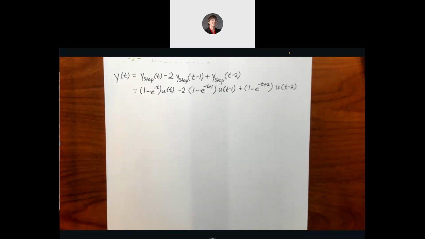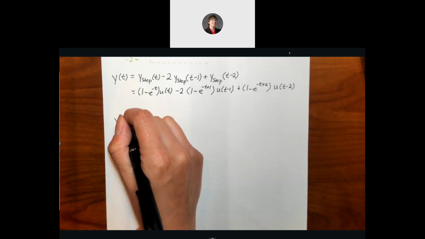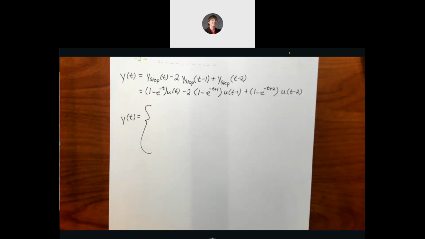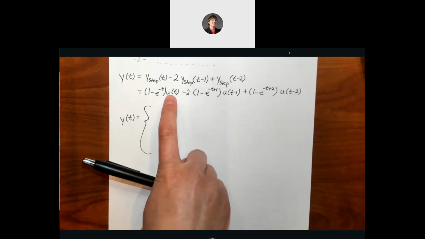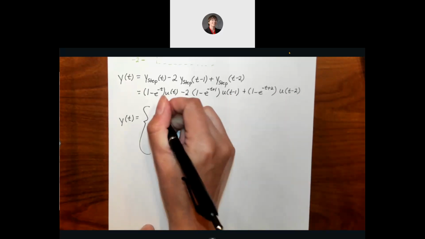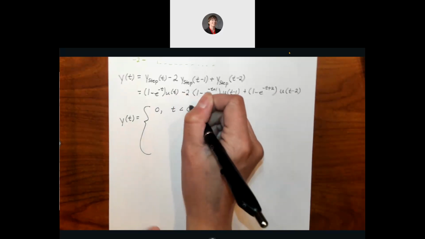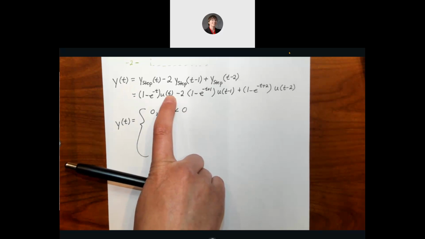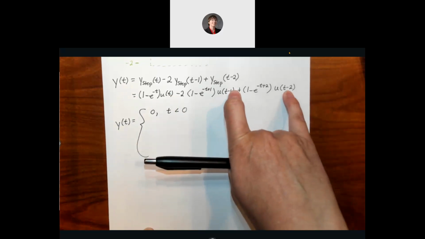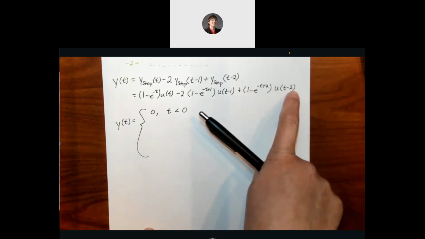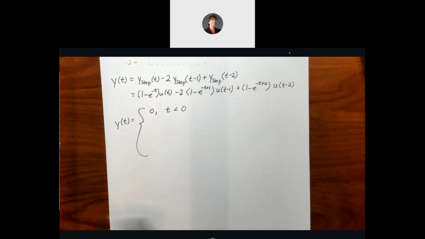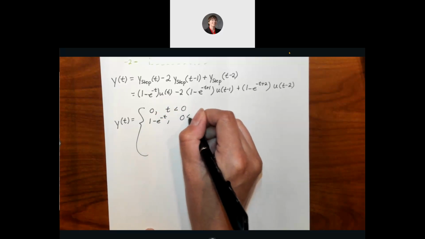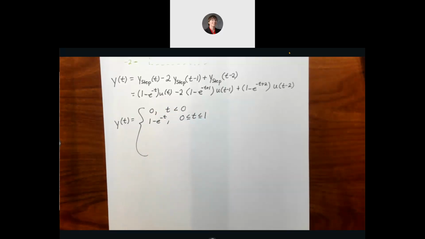And so if I actually wanted to sketch this signal, probably the easiest way is to first write this in bracket notation. So when t is less than 0, then this is 0, 0, 0. So everything is 0 when t is less than 0. When t crosses 0, this becomes 1. These two still stay 0 until we get to t equals 1 and t equals 2 for each of these cases. So we have just this 1 minus e to the minus t when we're between 0 and 1.